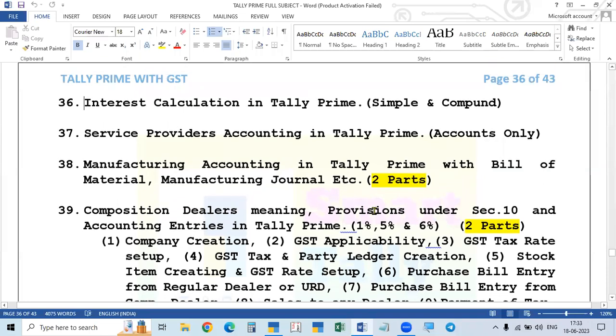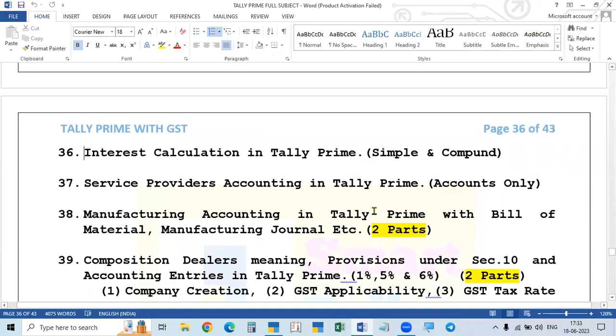In the last video, we completed manufacturing accounting. So all the traders, service providers, manufacturers, everything we completed. All these things which we did already, the dealers are called regular dealers. In the act, they are called regular taxable persons. We call them regular dealers.